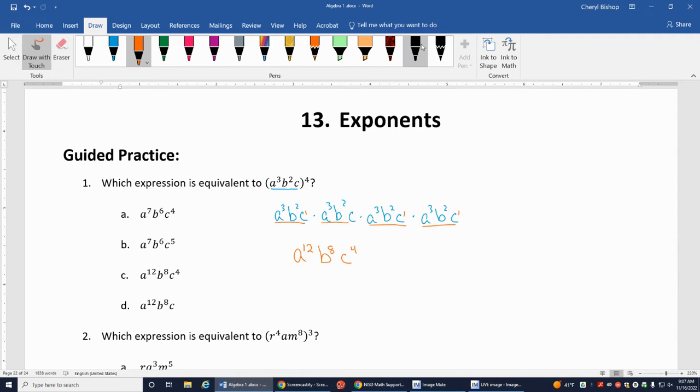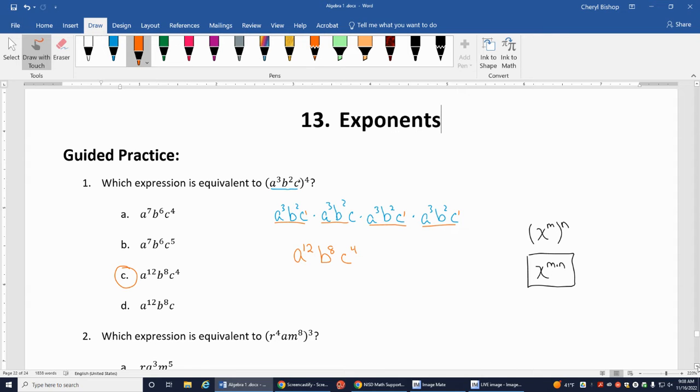Okay? If you remember the rule, when you have something raised to a power and you raise that to another power, these exponents are going to get multiplied together. But again, if you forget the rule, you can always do what I did and rewrite it all out. So 3 times 4 gives me my 12, 2 times 4 gives me my 8, and 1 times 4 gives me my 4. So 12, 8, and 4, my correct answer is C.